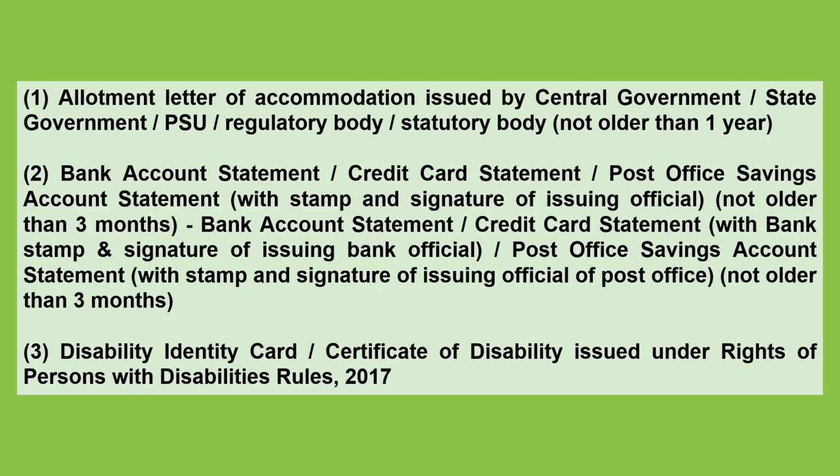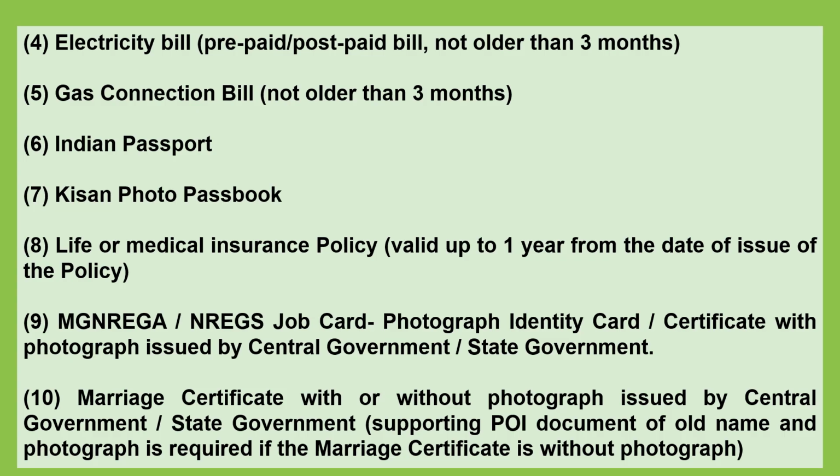Disability identity card or certificate of disability issued under Rights of Persons with Disabilities Rules 2017. Electricity bill, prepaid or postpaid, not older than 3 months. Gas connection bill not older than 3 months. Indian passport, Kisan photo passbook, life or medical insurance policy valid up to 1 year from the date of issue of the policy.